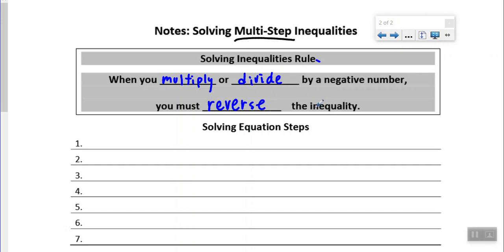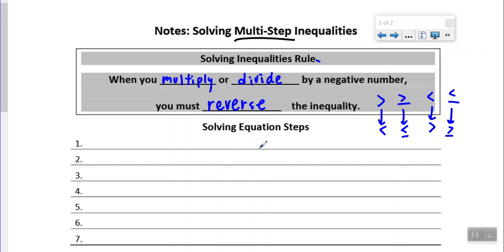What does it mean to reverse the inequality? If you have a greater than and you reverse it, it will be less than. If you have a greater than or equal to, reversed it will be less than or equal to. If you have less than, reversed it will be greater than. If you have less than or equal to, it will be greater than or equal to.